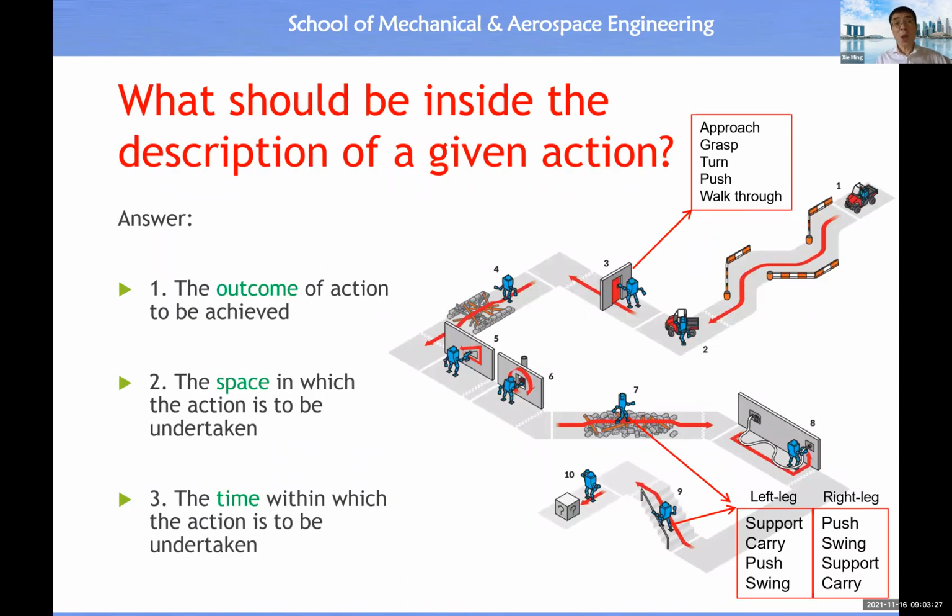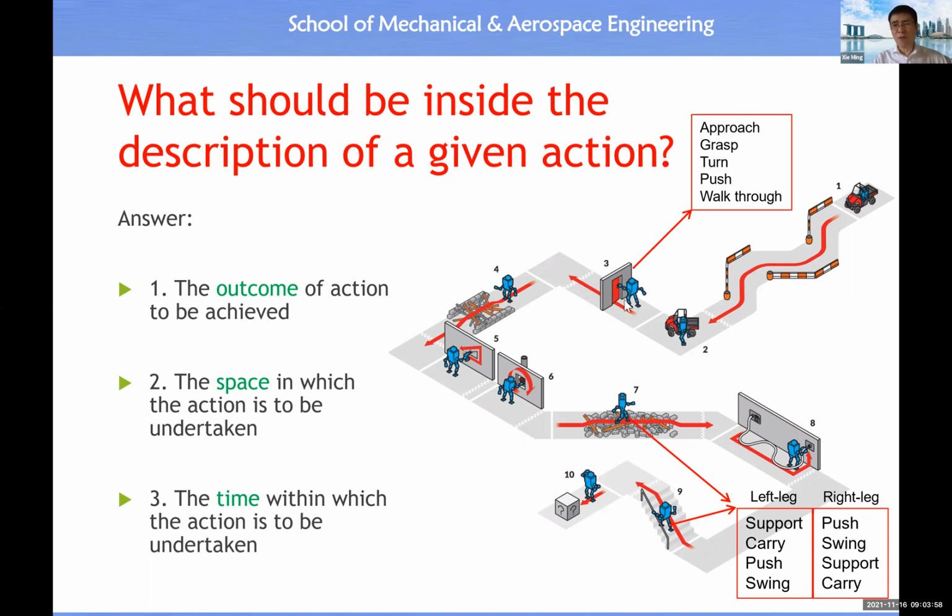And what should be the key information contained inside an action description? The answer will be these three key pieces of information. Information number one should be the outcome of the action to be achieved. Information number two should be the space constraint. Information number three should be the time constraint. Here I just show you an example.